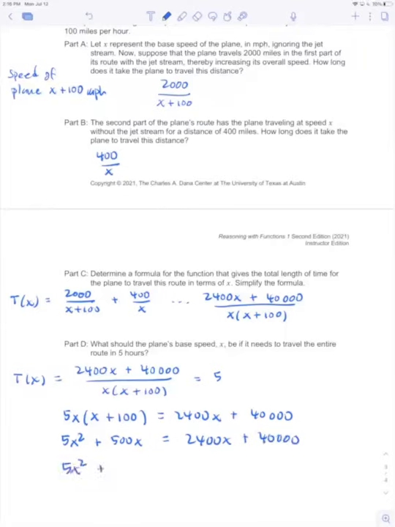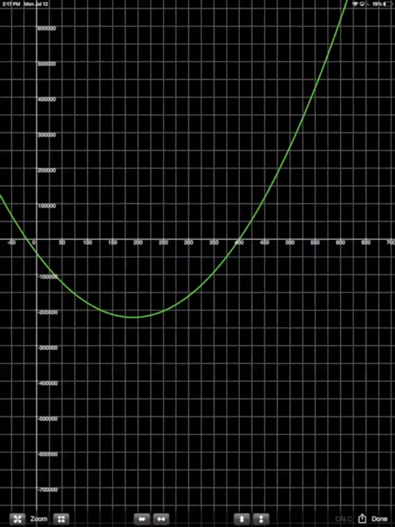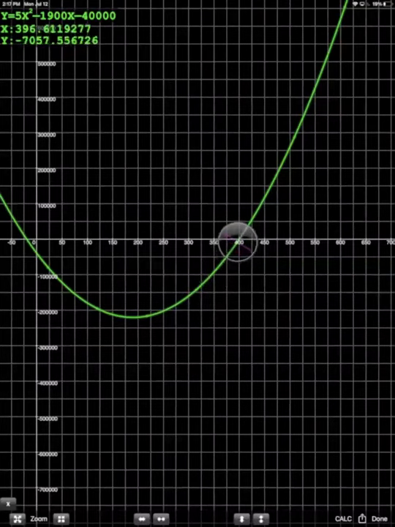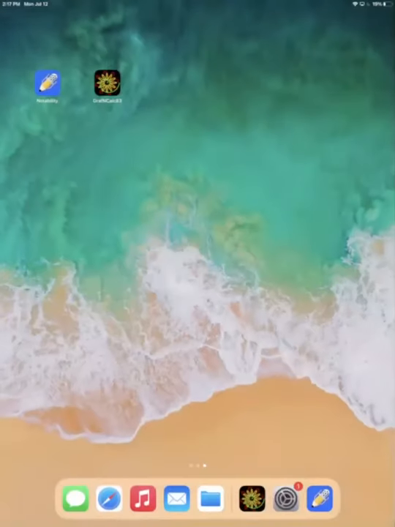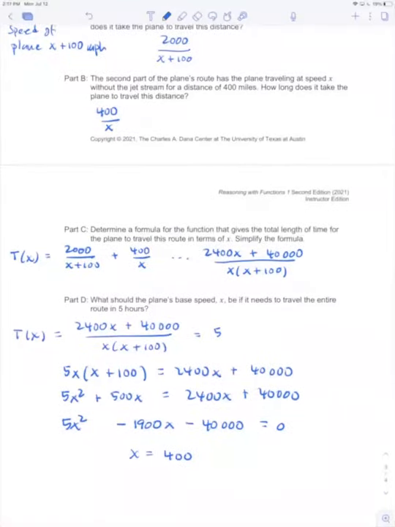So 5x squared minus 1900x minus 40,000 equals 0. And I have this set up in the calculator here. So if I go to the Y1 screen and we graph that and we look for the root, we can see x is going to be 400. So let's go back to where we were. The plane must have a base speed of 400 miles per hour.